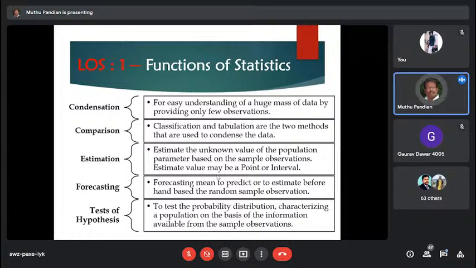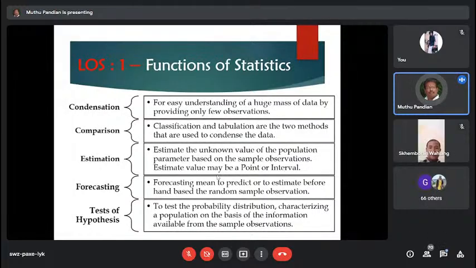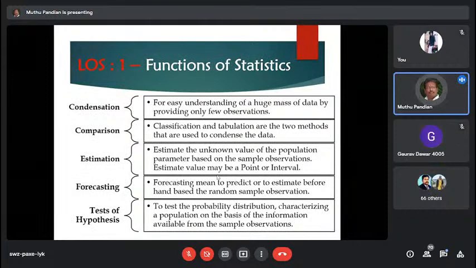If I put in front of you the marks of 500 students of 10th standard, or in your class, if there are 60 students and I show all 60 students' marks in front of you, what can you observe, what can you understand? You can't understand anything. Instead of showing the 60 students' marks, I can categorize them.